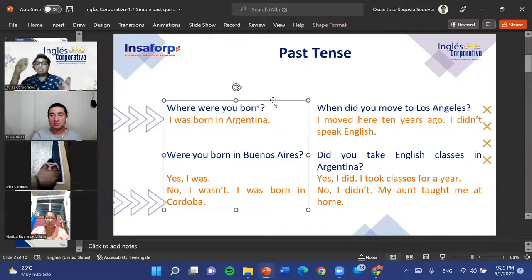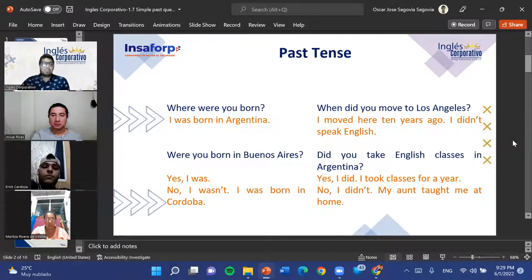Obviamente, si es una situación incómoda, si ustedes, por ejemplo, no quieren hablar con esta persona, pues en ese caso, mientras más corta la respuesta, más rápido se acaba la conversación y más rápido se pueden ustedes largar ya, ¿verdad? Y ya no tener que seguir hablando con esa persona. Pero lo más recomendable sería agregar este comentario extra. Si ustedes dicen, no, I wasn't, I was born in Córdoba.